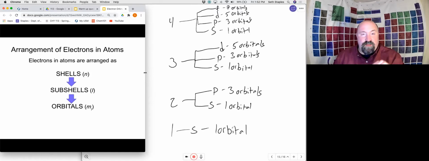14 electrons can fit into an F sublevel. Those 14 electrons are split into 7 separate orbitals. And so we have here our n for our Bohr shells. So n equals 1, n equals 2, n equals 3, n equals 4, and so on.